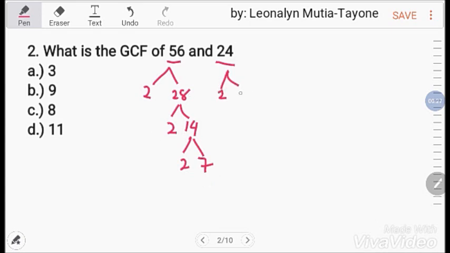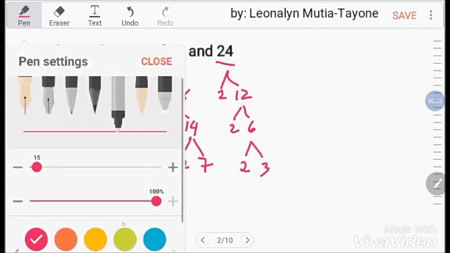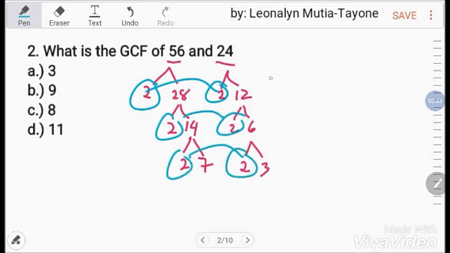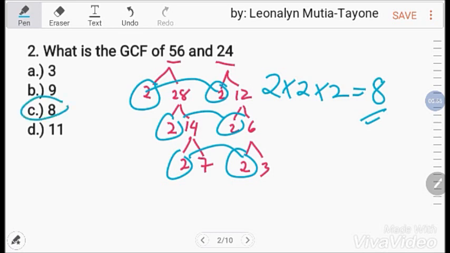Si 24, hatiin natin ng dalawa. Itong si 12, ma-factor out pa natin. At si 6, ma-divide natin kasi even naman siya. 2 ang gamitan natin. And yan na yung mga factors. Tapos, pagsama mo ito, mayroon sila pareho at mayroon din sila pareho. And that is 2 times 2 times 2, and 8. So, ang greatest common factor is 8.